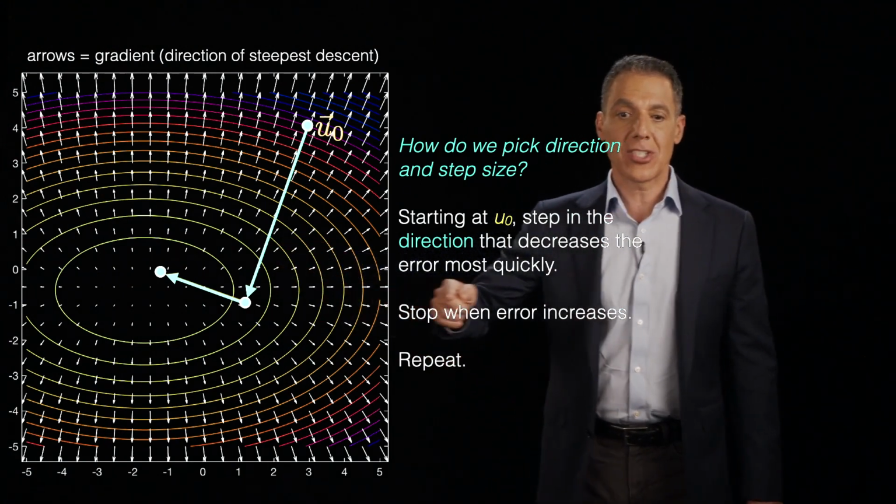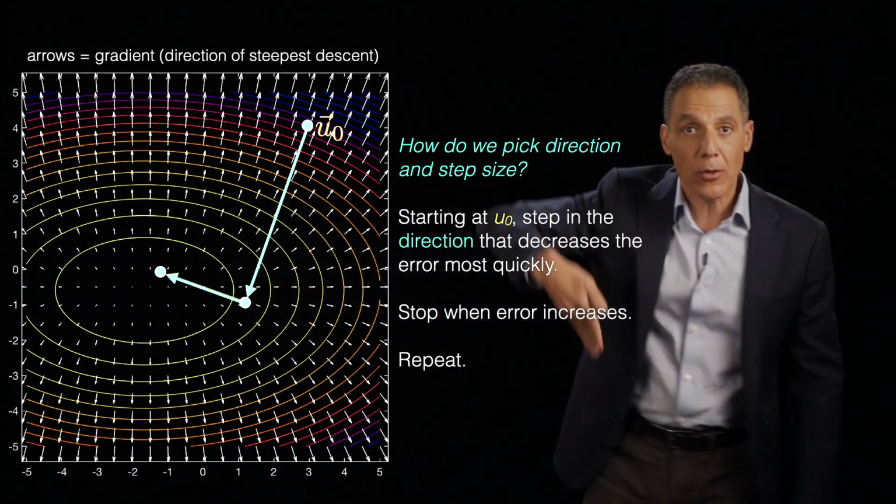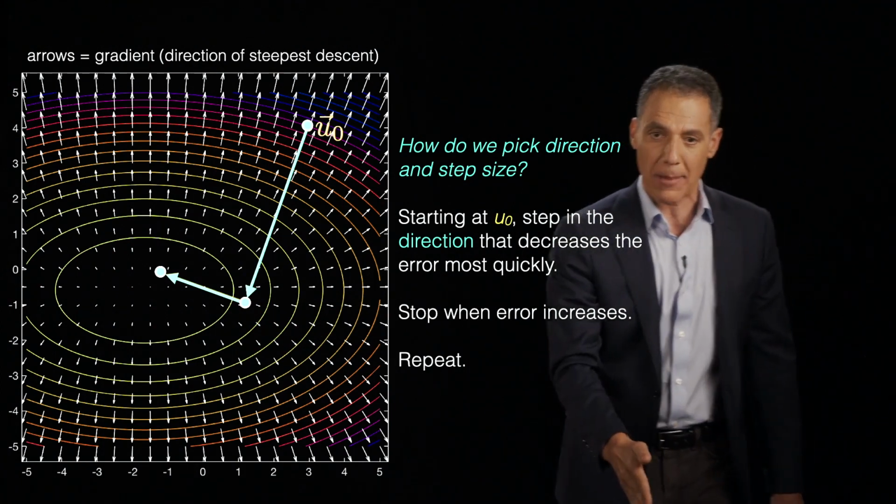Now we're going to stop. The step size will be when we've gone too far. We go down, we're going to hit some low part, and then we're going to go back up the hill. I don't want to go back up the hill. I want to stop at the middle.